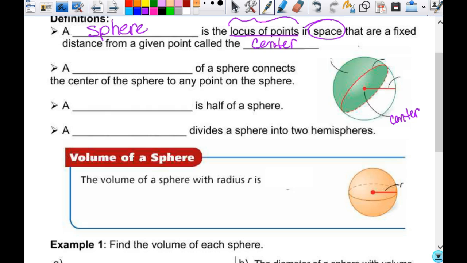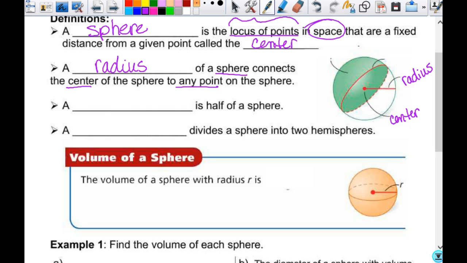And then a sphere, just like a circle, has a radius. A radius of a sphere connects the center of the sphere to any point on the sphere. So this is my radius. Same idea as the radius of a circle. As long as it goes from the center to any point on the sphere, three-dimensionally, it's the same distance on all of them.